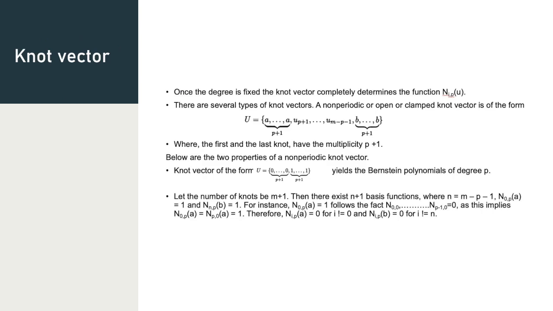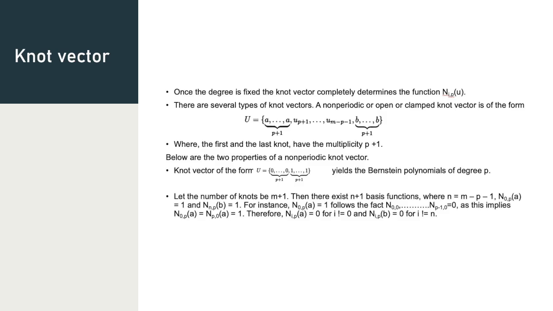Knot vector. Once the degree is fixed, the knot vector completely determines the function N i,p of u. There are several types of knot vectors. A non-periodic, open or clamped knot vector is of the form where U is defined, where the first and the last knot have multiplicity p plus 1.